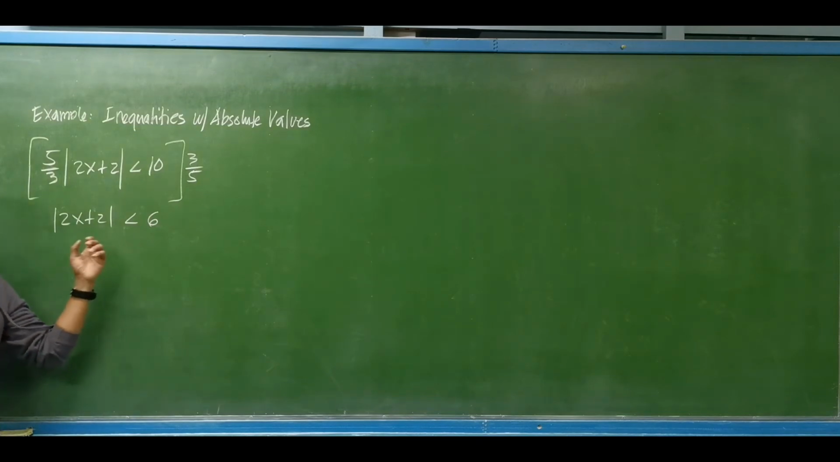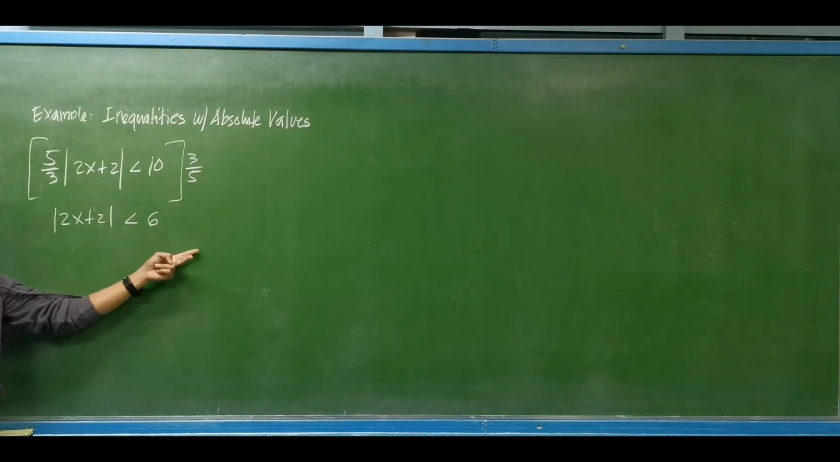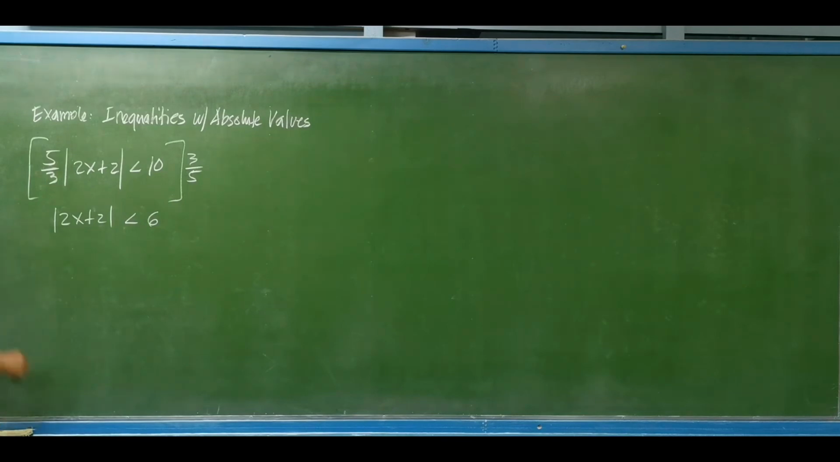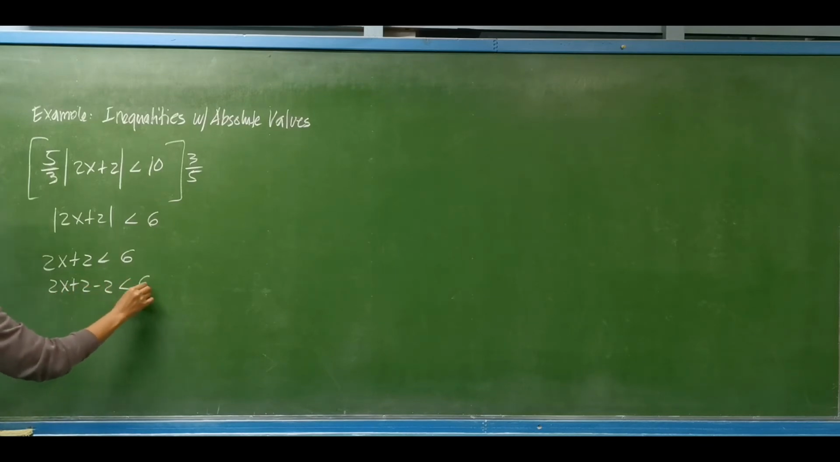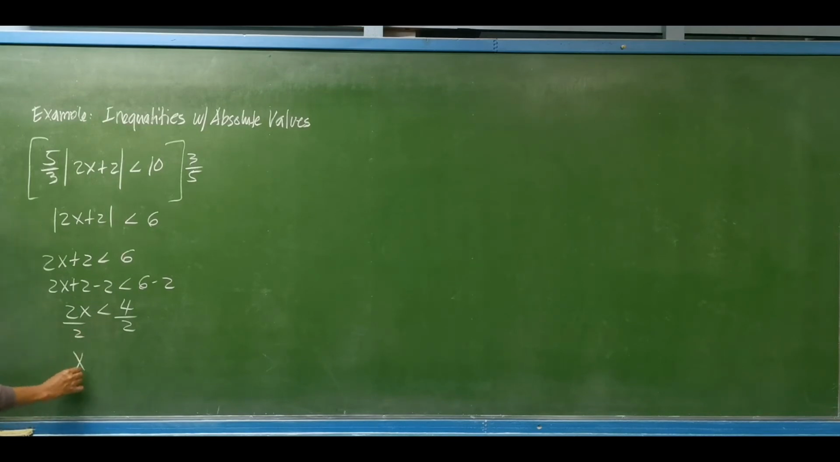Then again, we are to rewrite our inequality considering the two cases. So what if this value is actually less than 6? We have that as 2x plus 2 is less than 6. So we have 2x plus 2 minus 2 is less than 6 minus 2. We have this as 2x is less than 4. Dividing both sides by positive 2, so we maintain the sense of inequality. We have the value of x is less than positive 2. So this will be our first solution set.